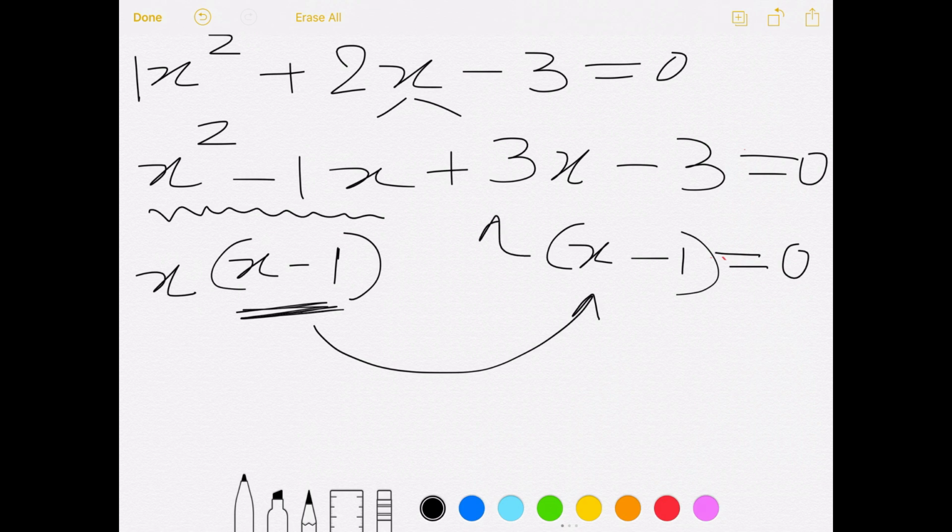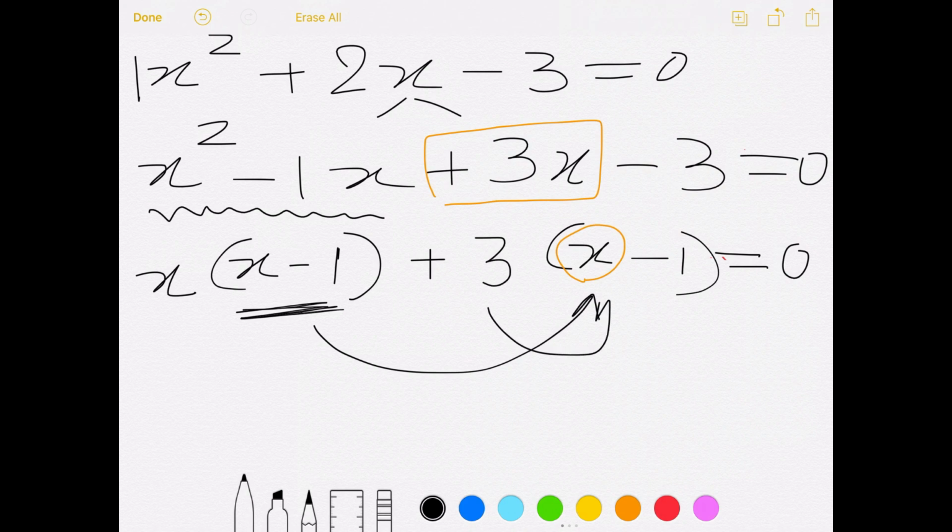Now looking at the previous step, out of this plus 3x, I have already taken an x common. What will be the remaining term? It will be plus 3. So I'm writing a plus 3 over here. Let us just verify for our satisfaction. 3 into x, that is equal to 3x, done. Then 3 into minus 1, that is equal to minus 3. Done. So we are good to go now.